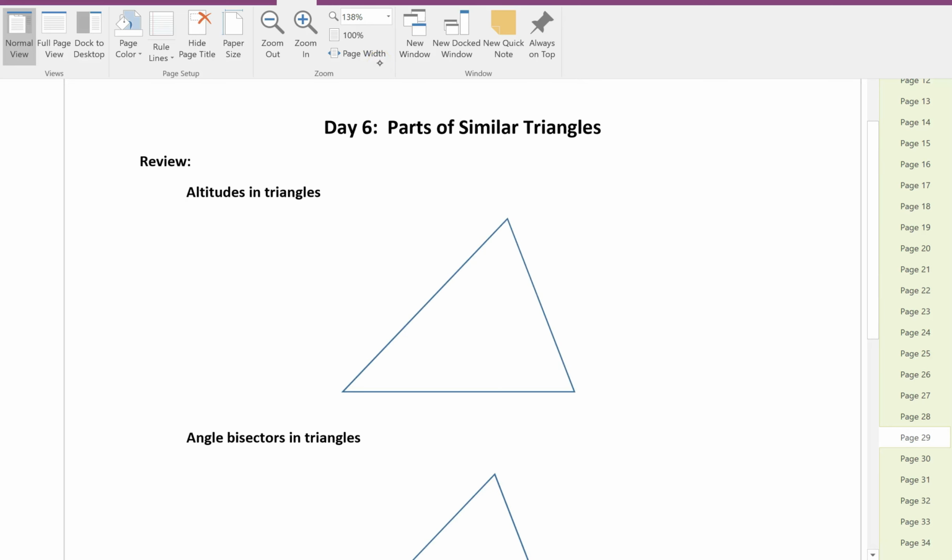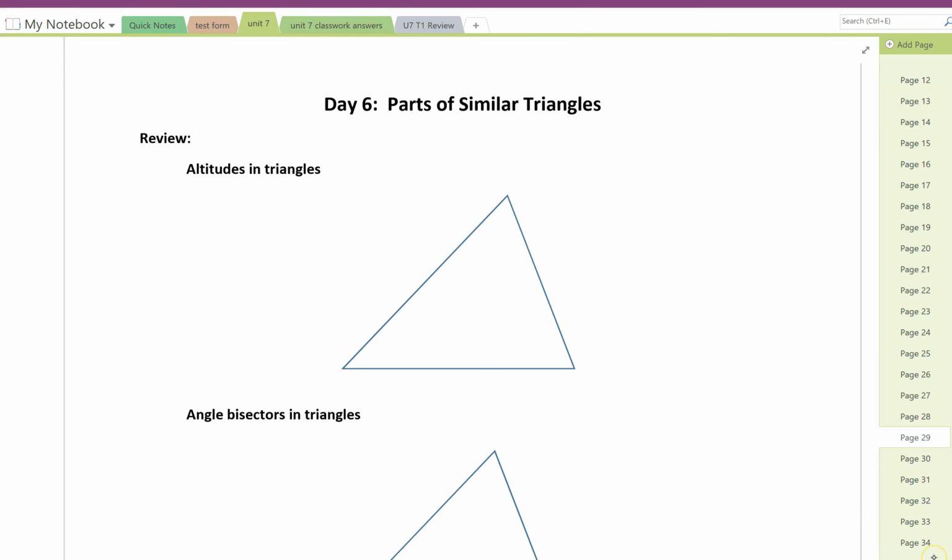All right, last day of Unit 7, parts of similar triangles. Today's review is going to go pretty quick. These problems that you're going to have to do for homework are not that hard, so get through this one, and then we're done with Unit 7.